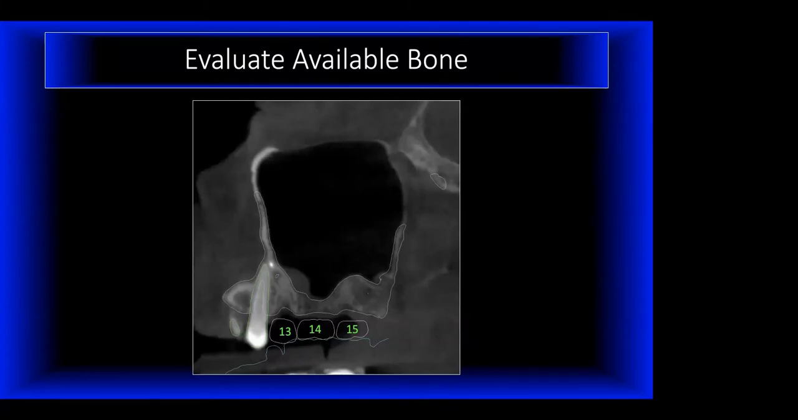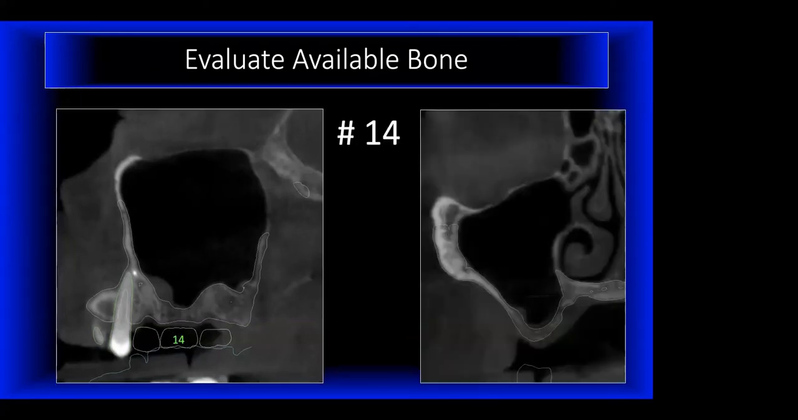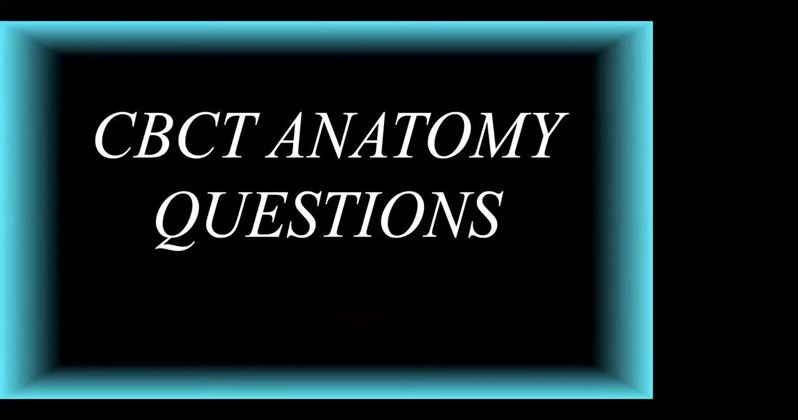bone. So if we look at each individual cross section, number 13, on the right, you can see the actual cross section, and the bone is highlighted there in white. Number 14, you can see it goes down to just a few millimeters. And then number 15, you can see where we get a lot more bone there. So there is a wide variation in the amount of bone.